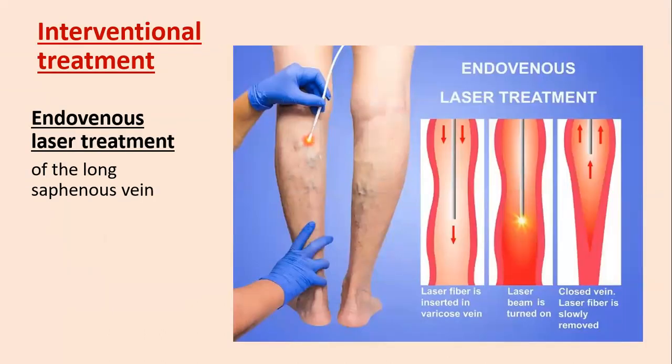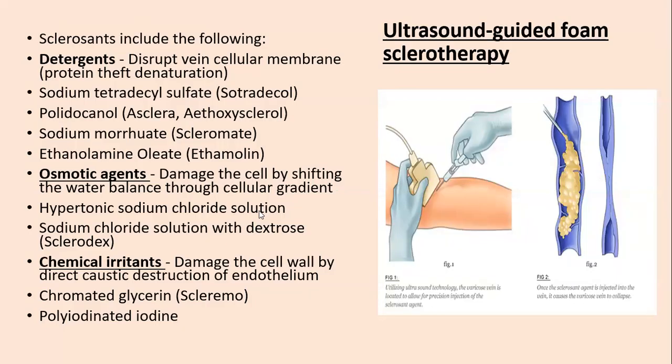The different treatment modalities include the endovenous laser treatment, which is the new modality. This is done by a laser fiber inserted into the varicose vein, and the laser beam is turned on, and this beam slowly will close the veins, and the laser fiber is then slowly removed. Then ultrasound guided foam sclerotherapy.